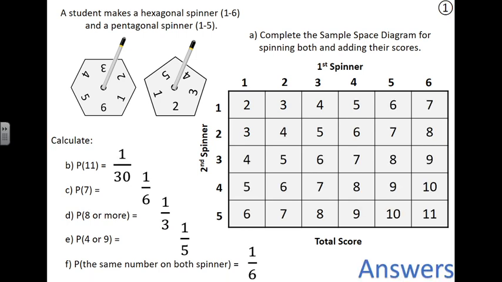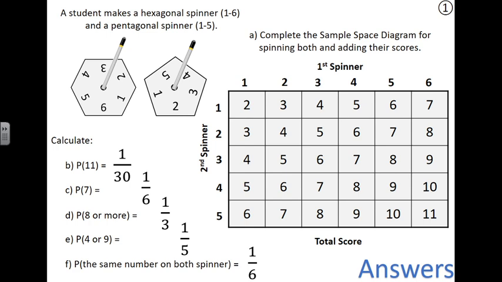So the answers to red, fill out the grid. Okay, so I've got 5 numbers down one side and 6 down the other. I'm just adding the numbers. So the probability of getting 11 is going to be 1 out of 30, because there's one number out of 30. The chance of getting a 7 is going to be, looking diagonally down these lines, there are 5 possibilities out of 30, so it's 5 out of 30 for your answer. You might have got a 6th as well if you simplified it.